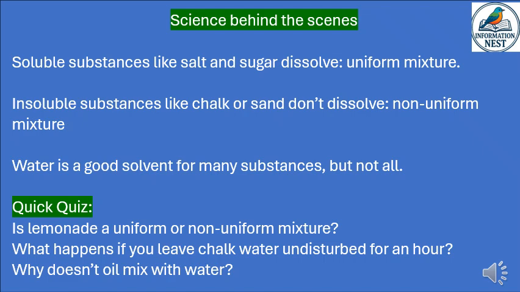So next time you stir, shake, or sip something, think about what is happening behind the scenes. Is it mixing evenly, settling out, refusing to blend? That is science in action, and you are already decoding it. Let's keep exploring, experimenting, and asking questions, because in science, every answer leads to a new mystery.